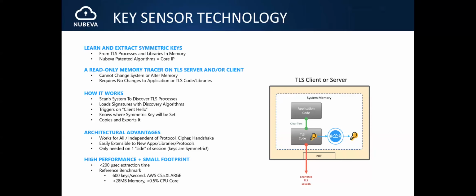And to give you a reference benchmark, you could take an AWS C5 extra large, a moderate-sized system. It's capable of about 600 sessions a second. We can capture all the keys. And when we're doing that, we use about 28 meg of memory and far less than 0.5% CPU. I think at one time we spiked to 0.5% of a CPU core on that. So this is a silent listening device that can essentially, as I said, help you harvest and reuse those session keys.